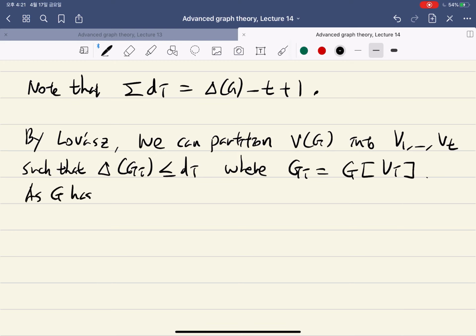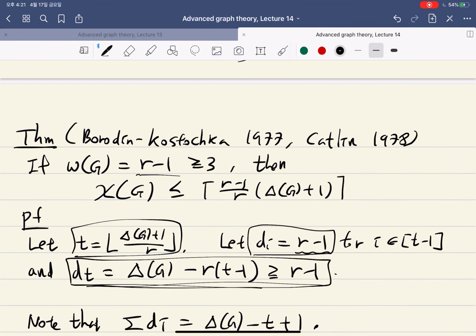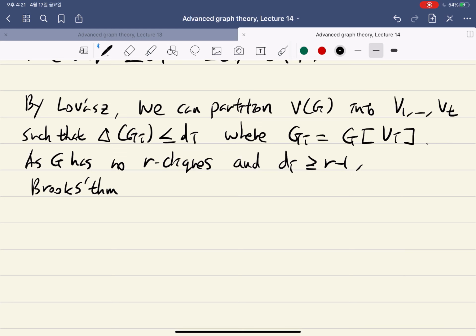As G has no R clique, and Di is at least r minus 1, we can apply Brooks' theorem. And we know that this r minus 1 is at least 3. So we can forget about the odd cycle. And then this does not have an R clique, meaning that it is not a complete graph. Brooks' theorem yields that the chromatic number of each one is m of Di.